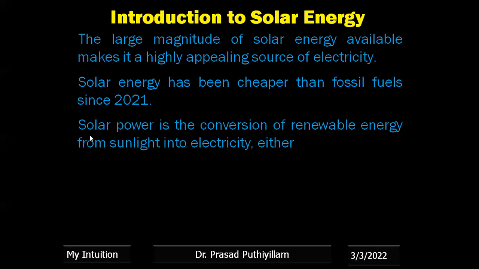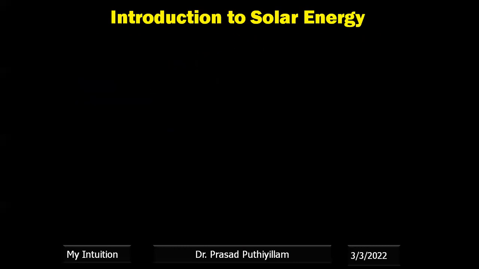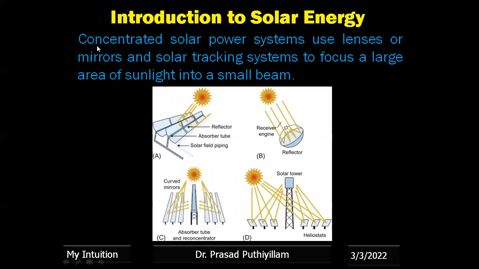Now, solar power is the conversion of renewable energy from sunlight into electricity, either by direct conversion using photovoltaics, or indirect conversion using concentrated solar power, or a combination can be used. Therefore, the second point which I said, the concentrated solar power system, that is indirect conversion. Direct electricity we are not getting, but we are making use of the sunlight energy. It is done by using focusing lenses, glass or anything which can reflect the sunlight so that it can be concentrated.